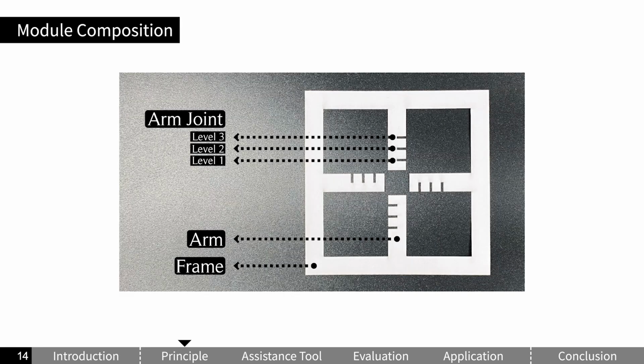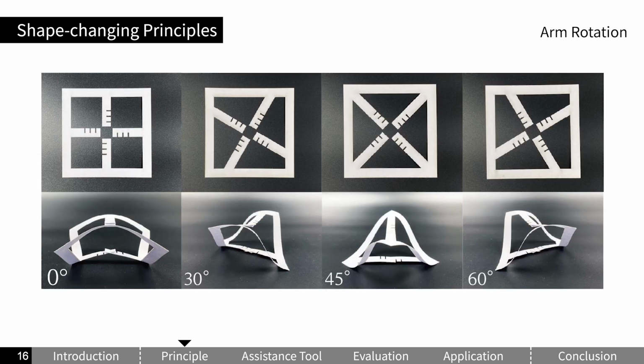Principle: a TensionFab module consists of 2 parts, an outer frame and 4 internal arms. Each arm is attached to the frame at one end, while connecting to the opposite arms at the other ends, creating a gap between the linkages. Connecting 2 opposing arms produces a surface similar to a saddle surface in the 0-degree module. By rotating the 4 arms by 30, 45, and 60 degrees, using the module center as the pivot point, 3 additional distinct shapes can be generated.